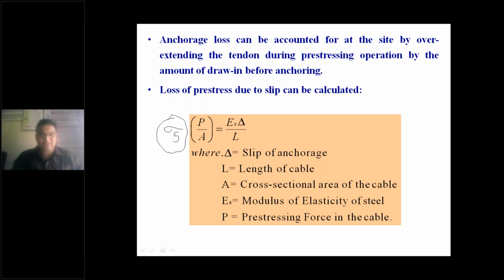Total losses will be summed up. Sigma s is nothing but P by A. So this sigma s is going to be calculated from the slip of anchorage, which you are going to measure from the surface of the strand. So this sigma s is what we are considering. This is nothing but the anchorage slip loss. Understood? So we calculate this sigma s.